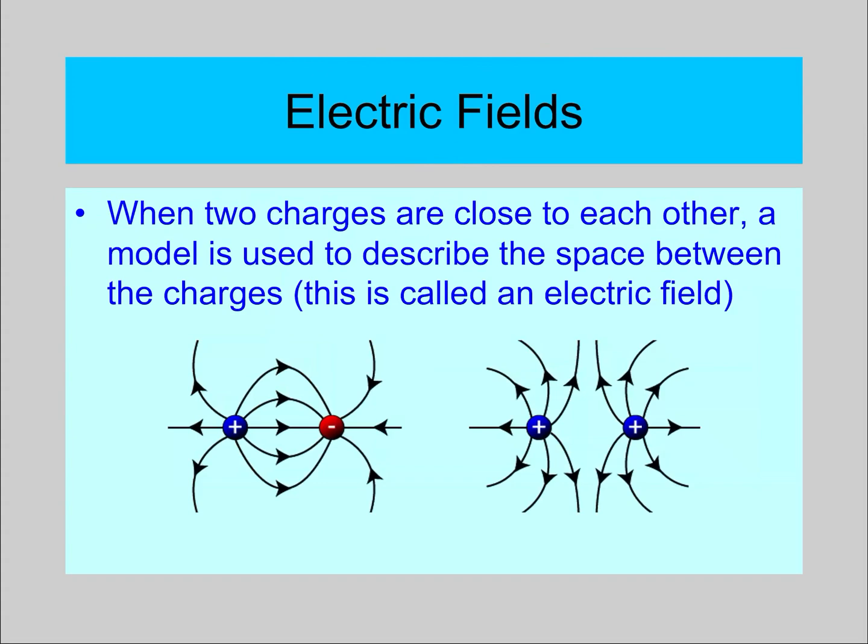So another thing that happens when we have two charges is what's called an electric field. Very similar to the term force field, but because it's electricity, it's going to be an electric field. So when two charges are close together, doesn't matter which two they are, a model is going to be used to describe the space between the charges, and that model is called an electric field. When I have a positive and a negative, we said this is when we're going to have attraction. The lines are going to point from the positive to the negative. And that's going to happen with the lines that are in between the two charges.